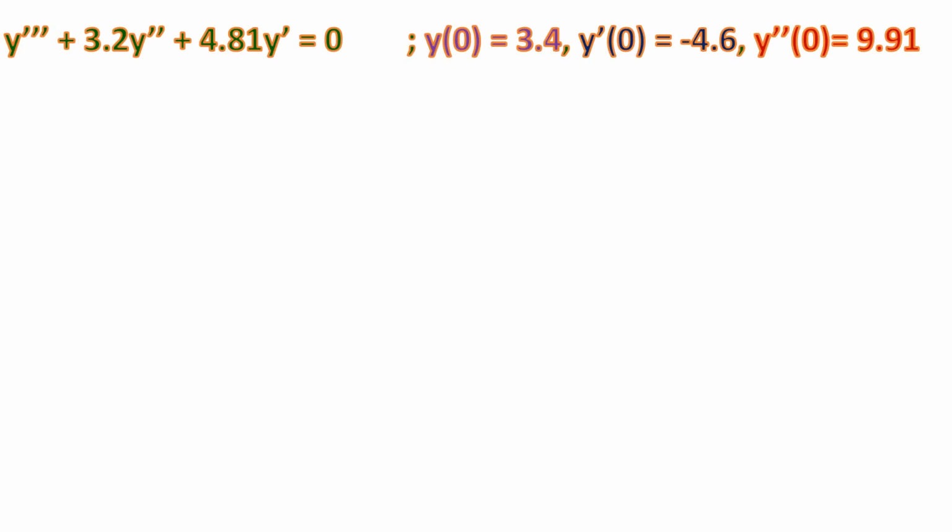So let's have another example. We have y triple prime plus 3.2 y double prime plus 4.81 y prime equals 0. And we are given these initial values. Y of 0 equals 3.4, y prime of 0 equals negative 4.6, and y double prime of 0 equals 9.91.